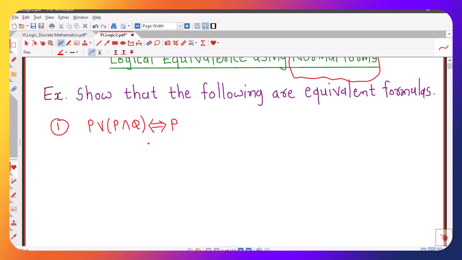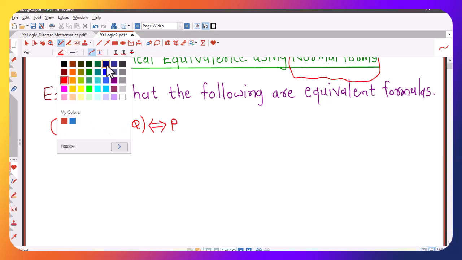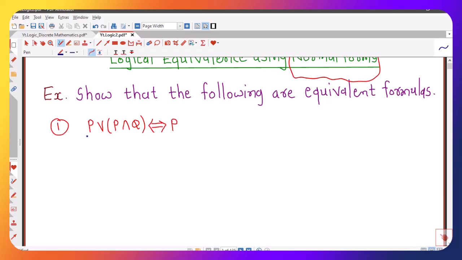So we understand with the help of this example. Here we have to prove that these two statement formulas are equivalent. Here we have P or (P and Q), and on this side we have only one variable, that is P. So first we will find out either PDNF or PCNF of this formula, and the same we will do for this, and we will see whether they are same or not. If two formulas are equivalent, then their principal disjunctive normal forms or principal conjunctive normal forms will be same.